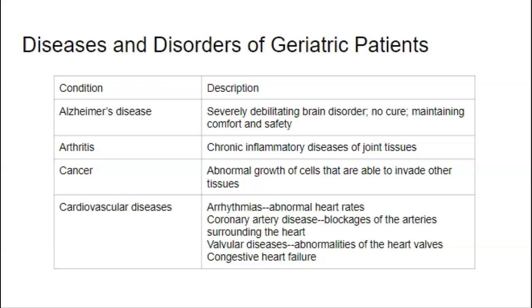Arthritis, we'd mentioned osteoarthritis. That's basically a chronic inflammatory disease of the joint tissue. The lumbar spine and the knees are more common, but it can affect other parts. The problem with this is that they can be in chronic pain, so that will sometimes limit their activity because certain things hurt.